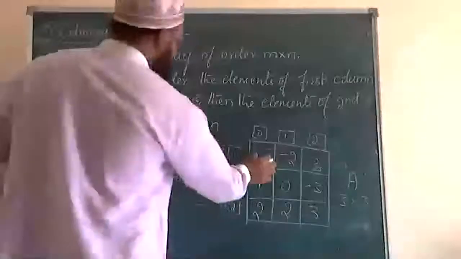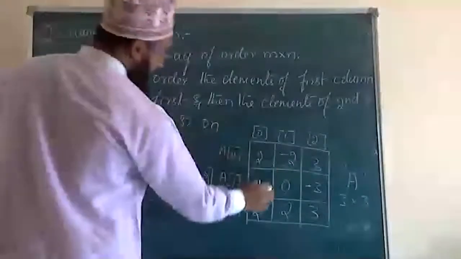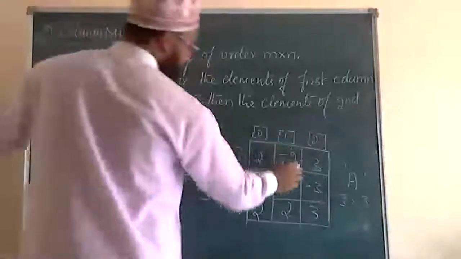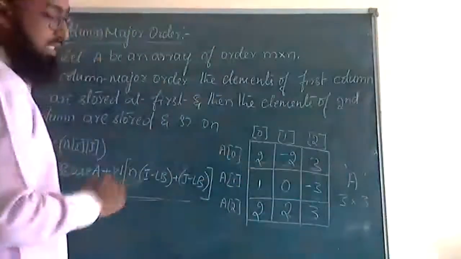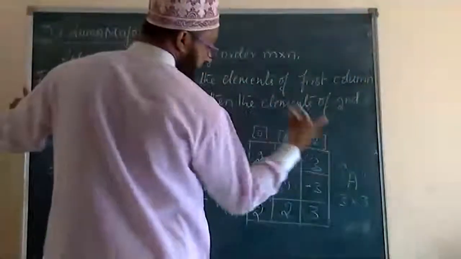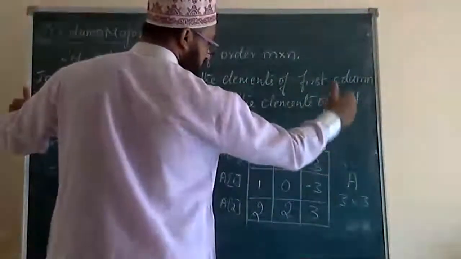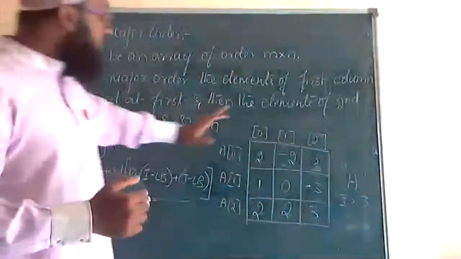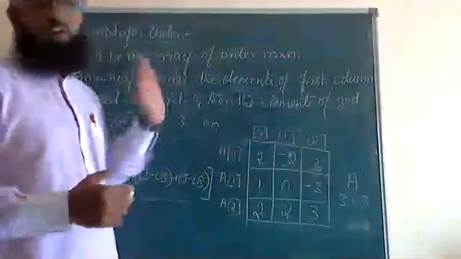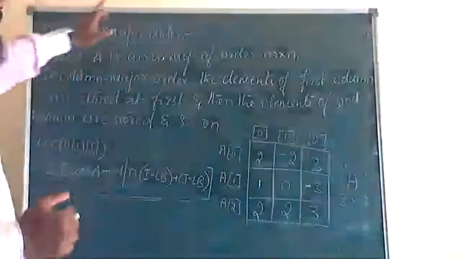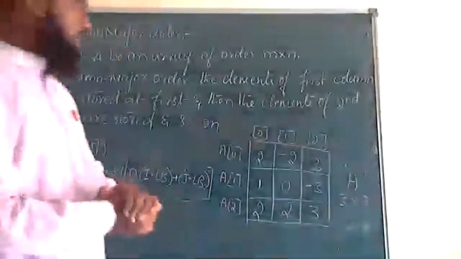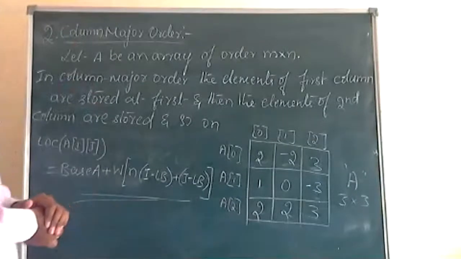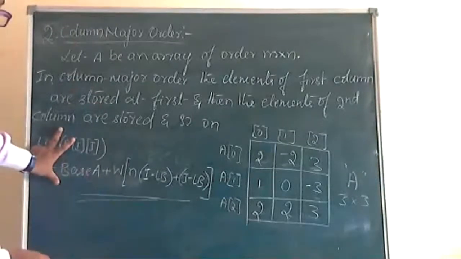In column major order, the elements of the first column are stored first, and then the elements of the second column are stored next, and so on. Any number of columns it may be: third column, fourth column, fifth column. Likewise, we can store the elements column by column with the help of column major order. This column major order also has a formula, same as the row major order.